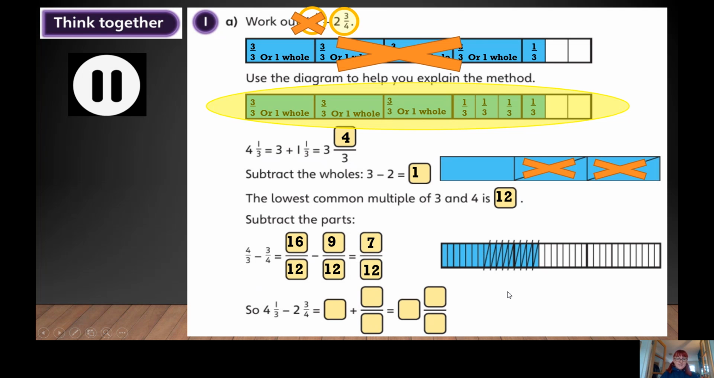Now we can start to put things together. So 4 1/3, subtract 2 3/4 will give us a whole 1 and 7 12ths. Put together, 1 and 7 12ths.